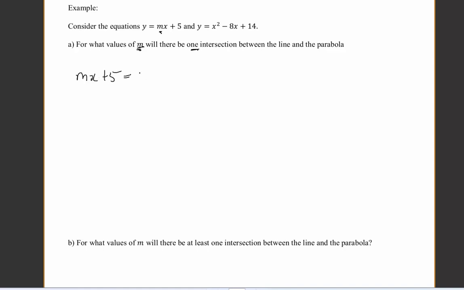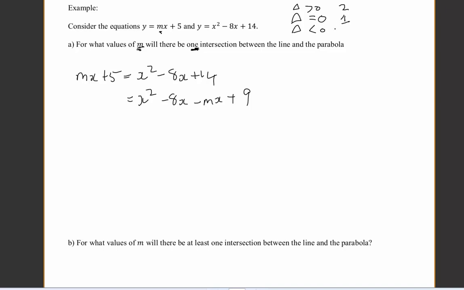mx plus 5 equals x squared take 8x plus 14. Now I'm going to go x squared take 8x take mx plus 9 after subtracting 5 from both sides. What I'm going to do is run the discriminant, and let the discriminant equal 0, because one intersection means discriminant equals 0. Remember, discriminant greater than 0 gives 2 solutions, equal to 0 gives 1, and discriminant less than 0, which was the last example, gives no solutions. So that's the plan of attack here.